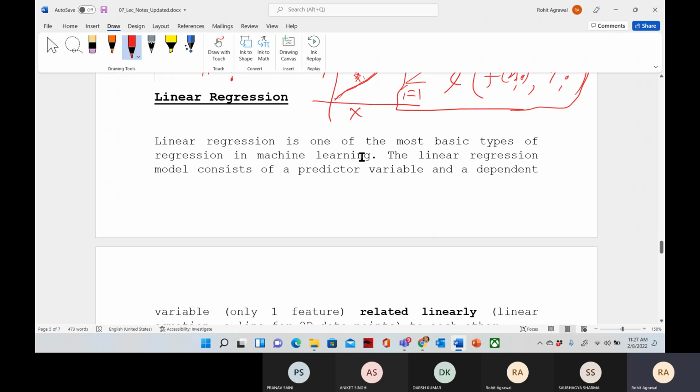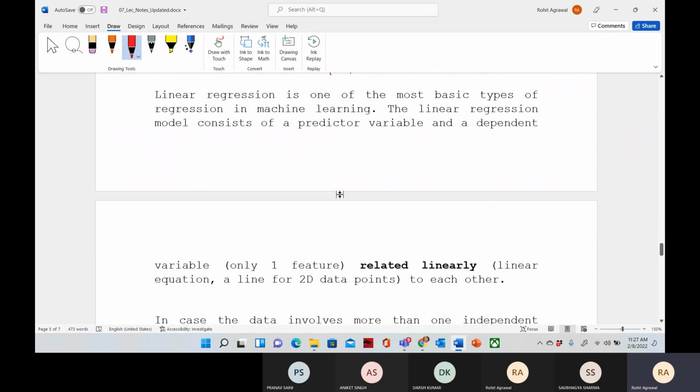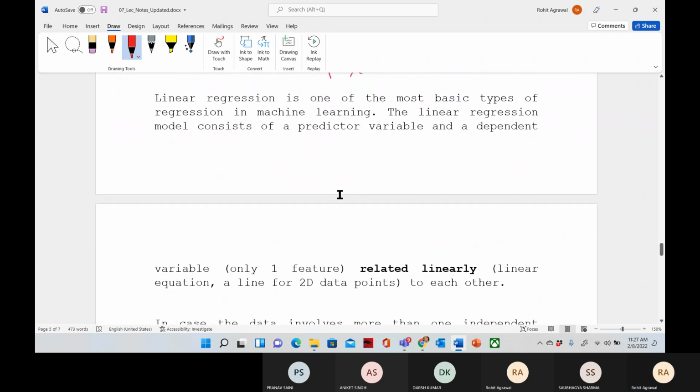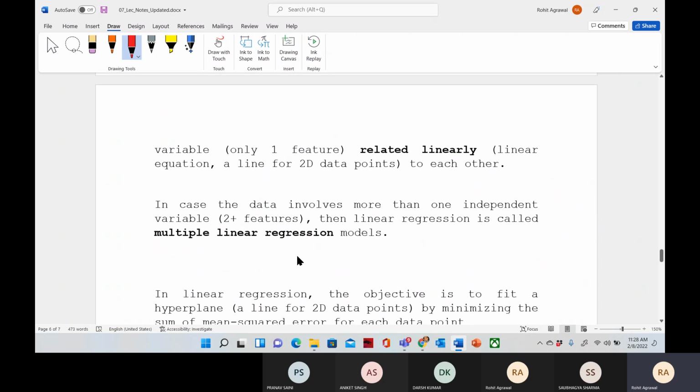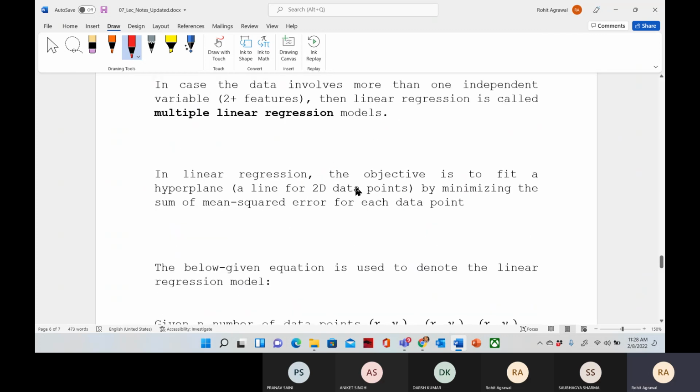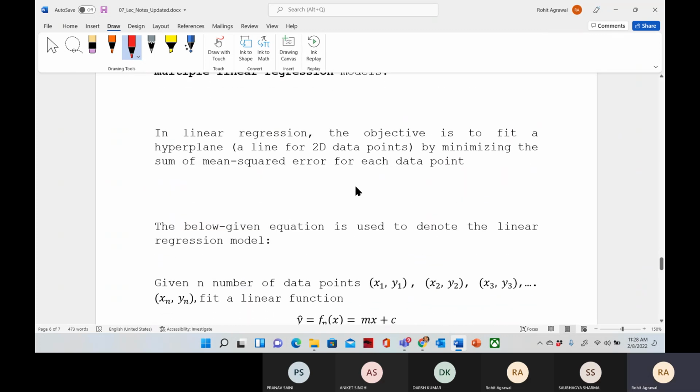So we are discussing linear regression here. Clear? That means we are assuming the estimated function is linear, and we are assuming only one data feature, that means a line or 2D data point. So I am proving this. Can we move further? Yes, sir. Okay.